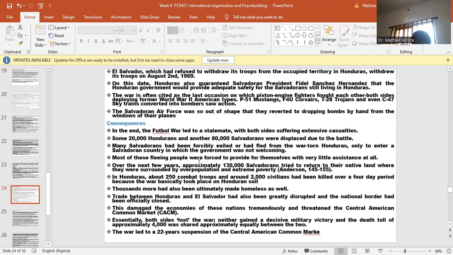Trade between Honduras and El Salvador had also been greatly disrupted, and the national border had been officially closed. This damaged the economies of these nations tremendously and threatened the Central American common market. Essentially, both sides lost the war. Neither gained a decisive military victory, and the death toll, approximately 4,000, was shared approximately between the two countries. The war led to a 22-year suspension of the Central American common market.